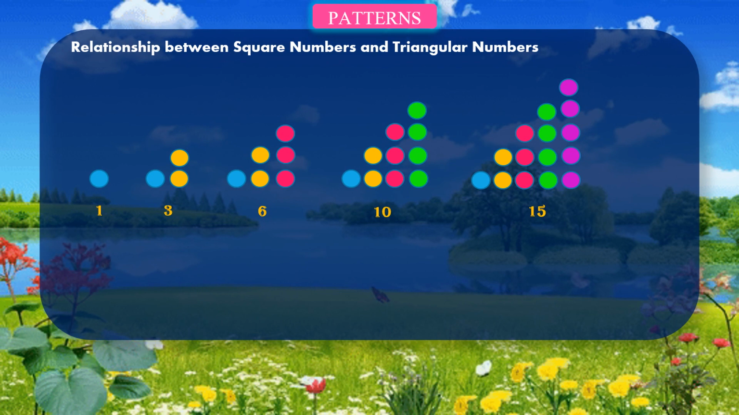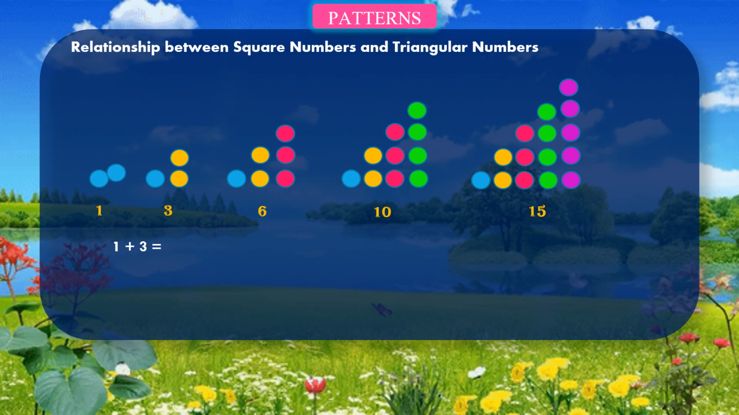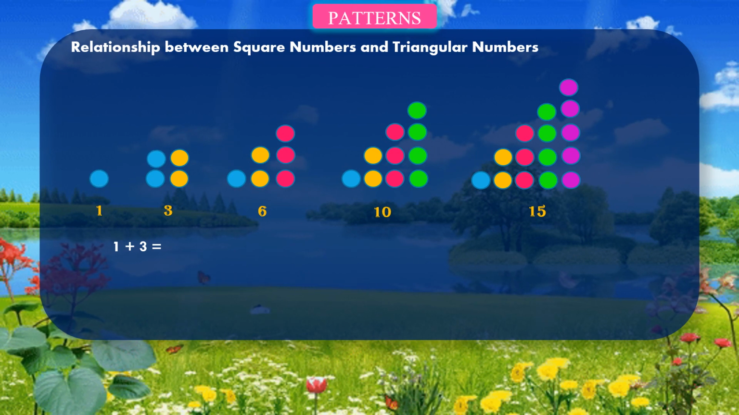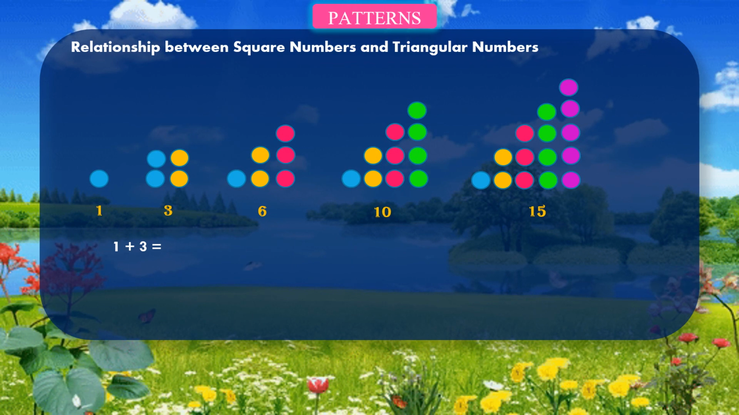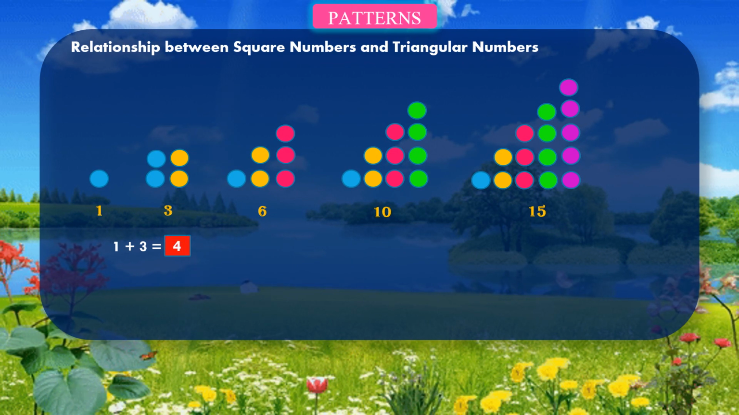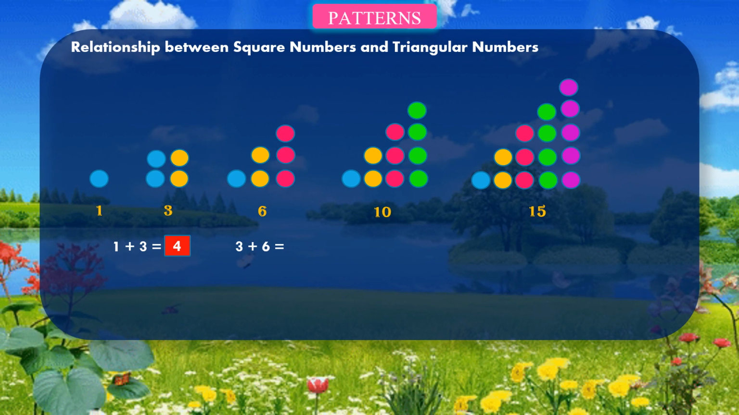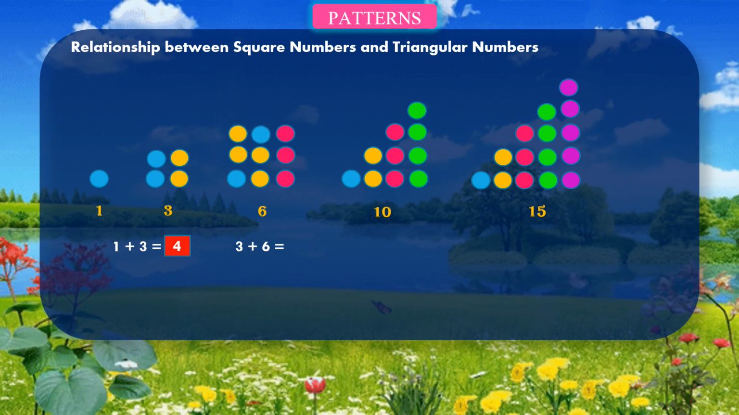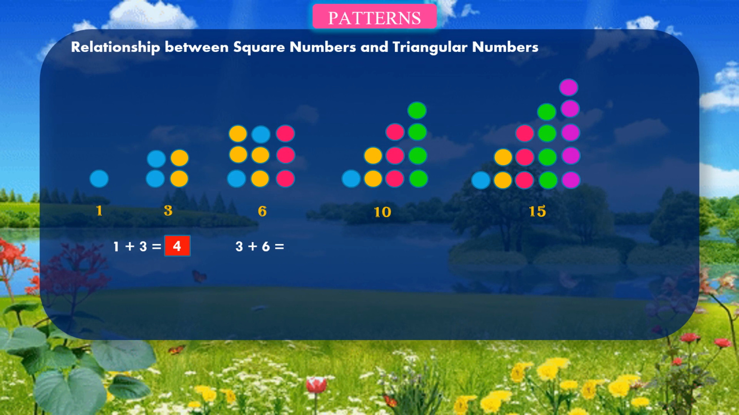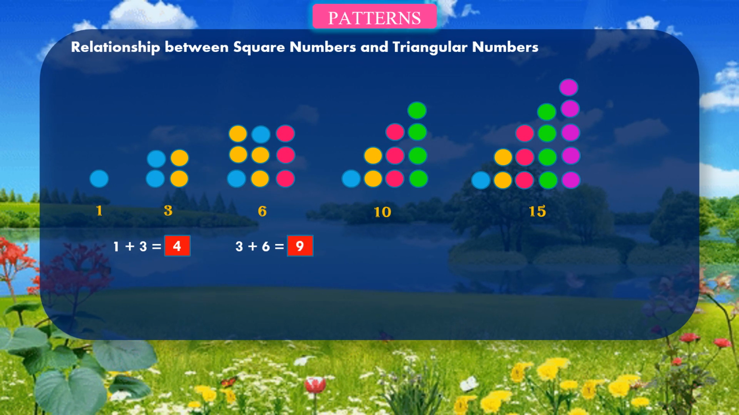First of all, we will add 1 and 3. It means add 1 with 3. Now you will get the square. So 1 plus 3 is 4. 4 is the perfect square number. Then we add 3 and 6. It means add 3 with 6. Now you will get the square. So 3 plus 6 is 9. 9 is the perfect square number.